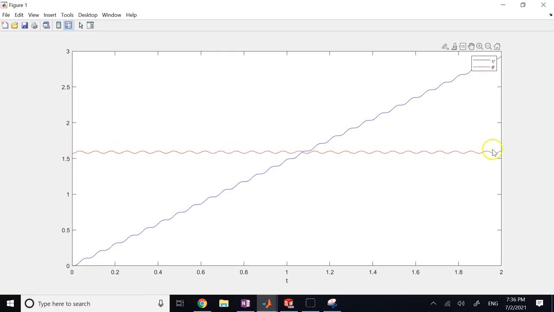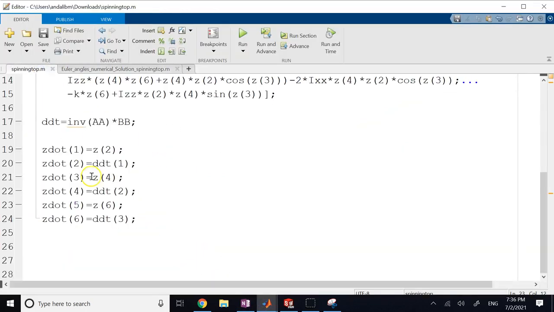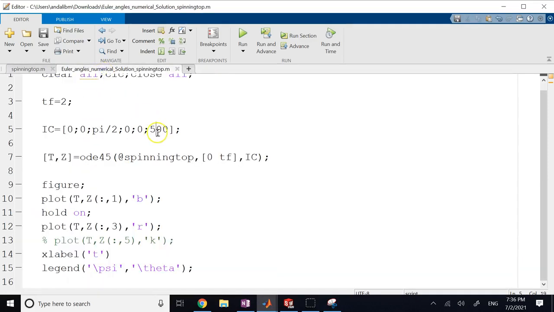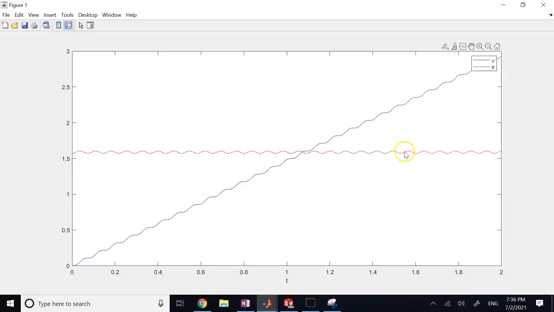As you can see, your theta is almost constant, which is what you expected, right? You did not expect your theta to change if there was no friction at the pin, at the spherical joint. And that's what I did here. I set my viscous friction coefficient to 0, so I assume there is no friction, and I reduced my RPM to a smaller number. You see your theta is almost constant, which it should be.